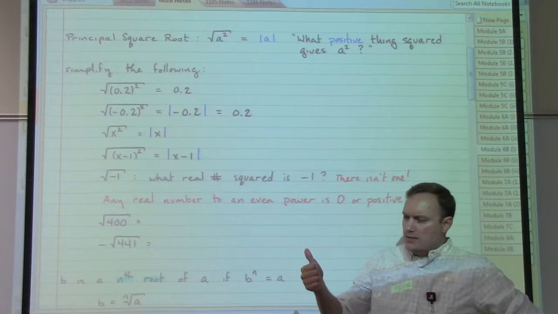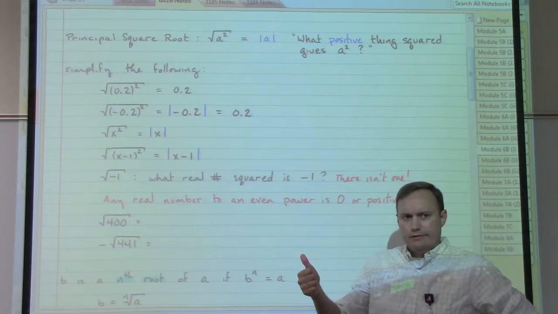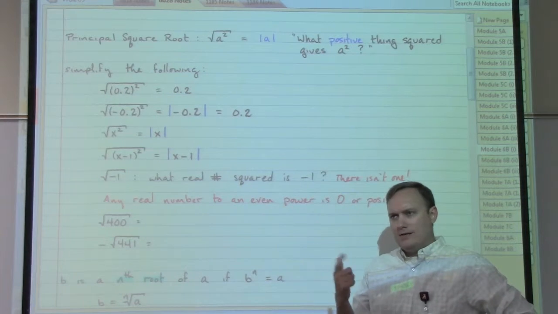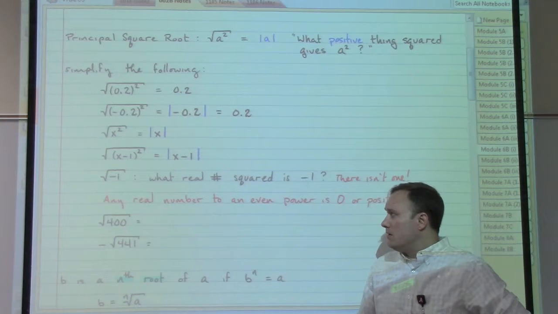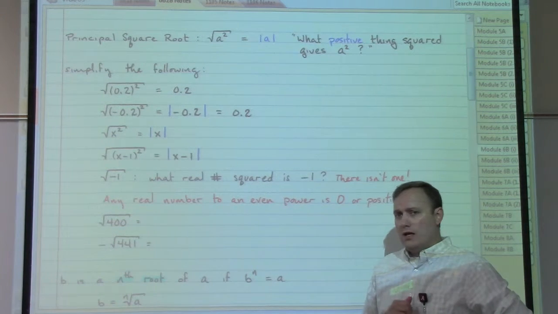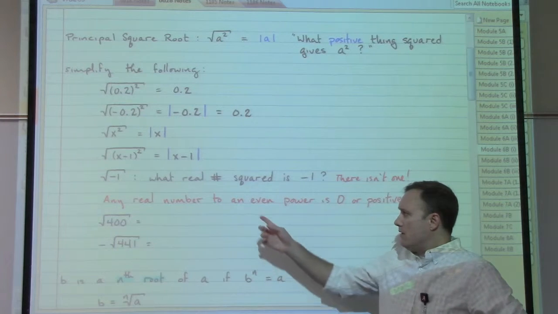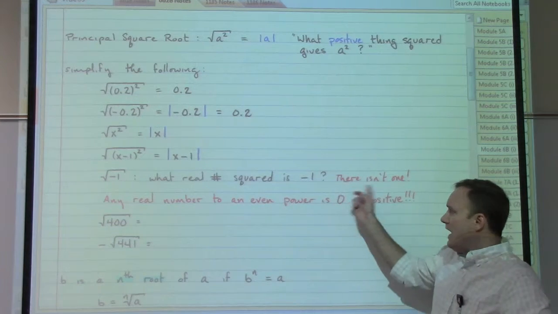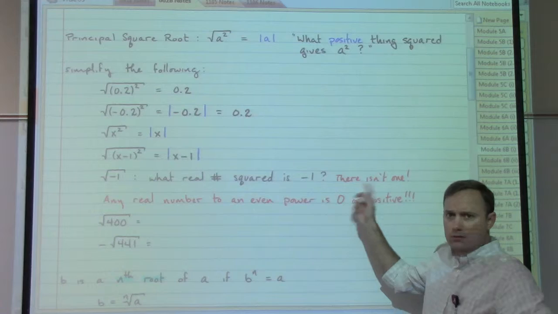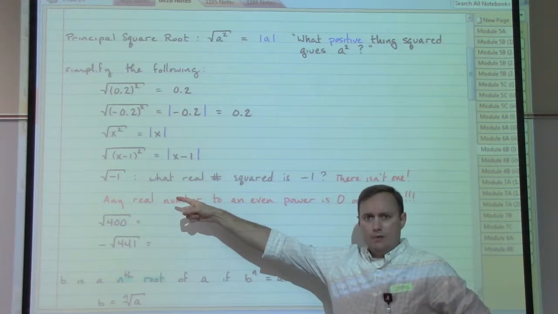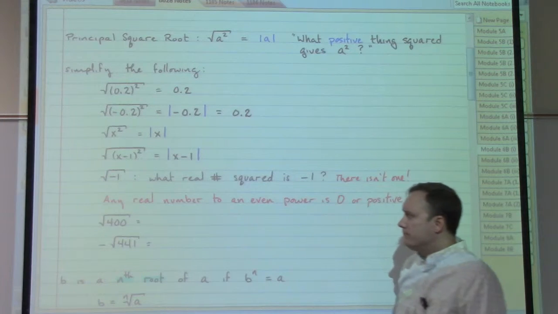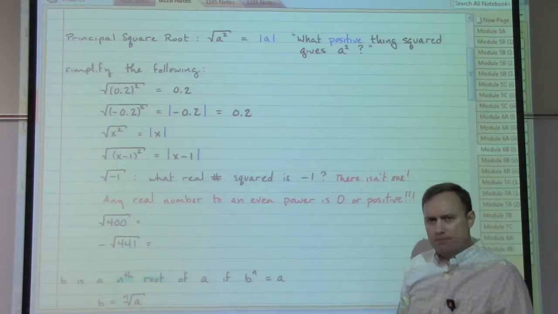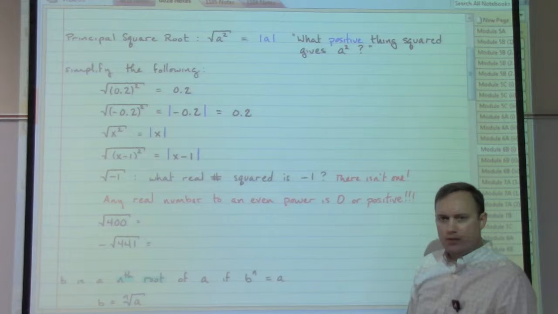Well, again, the basic question: what positive thing would we square to get a negative 1? Well, if we square a positive, positive times a positive is a positive. If we square a negative, negative times negative is a positive. 0 times 0 is 0. So as far as real numbers, we don't have any real numbers that would be answers to that square root. For the time being, we can't actually answer that particular question.